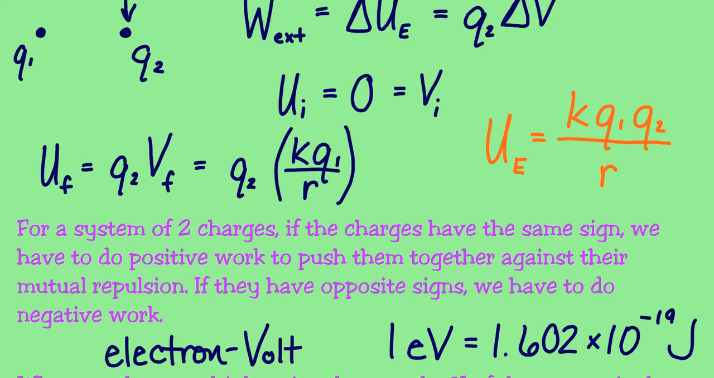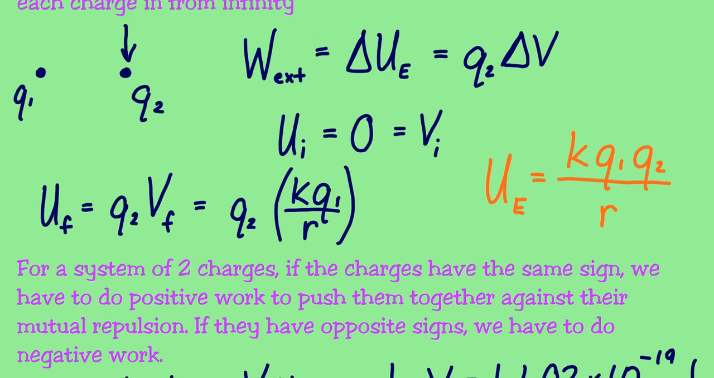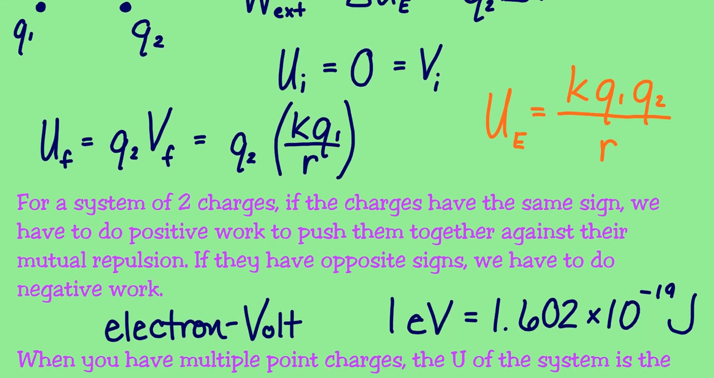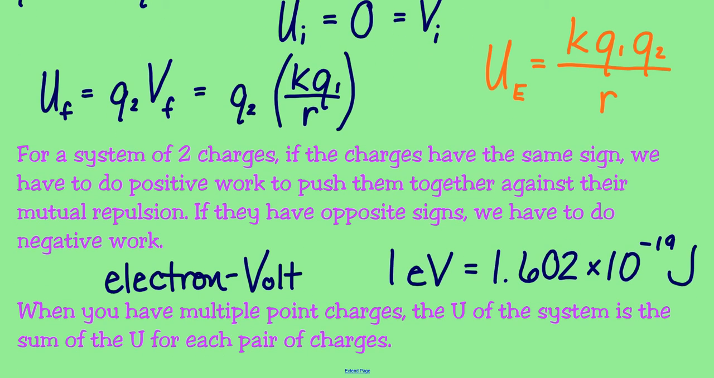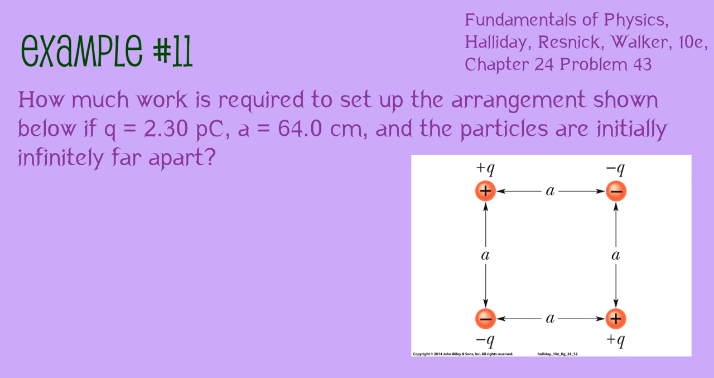And when I do Q times V, I get joules. As you can see in this equation up here, the change in energy is Q times delta V. Lastly, if you have multiple point charges, the potential energy of the system is the sum of the potential energies for each pair of charges. That last fact is going to become really clear as we look at an example problem.